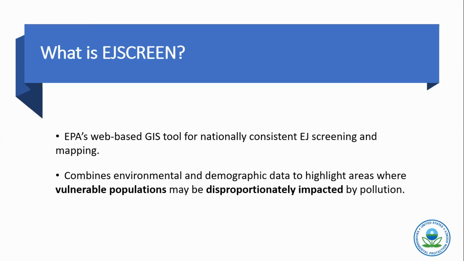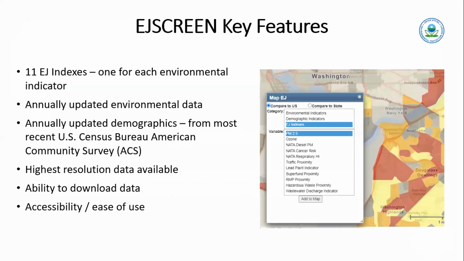So what is it? It's EPA's web-based GIS tool for nationally consistent EJ screening and mapping. It combines environmental and demographic data to highlight where vulnerable populations may be disproportionately impacted by environmental factors. Some of the key features of EJSCREEN: there are 11 EJ indexes, and we'll talk a little about what that actually means, one for each of the 11 environmental indicators. It's annually updated with the environmental data, and thanks, Jeffrey, for the live feedback from the chat, sometimes more than annually, with new updates to the environmental indicators. And I'll talk about this a little bit, just the way that data is shared.